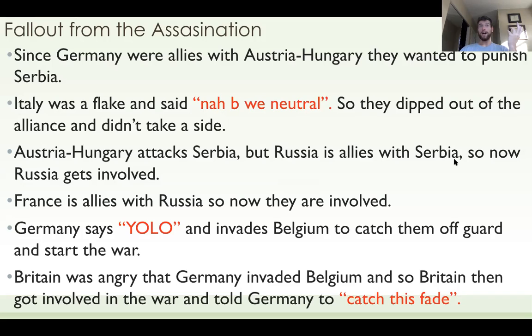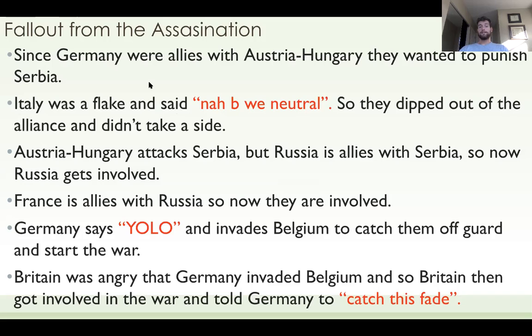And they're like, well, if this is how it's going to be, they invade Belgium to try and catch them off guard because they think Belgium is going to side with France and Russia. So they invade Belgium out of nowhere. And then Britain, they were angry that Germany invaded Belgium because Belgium and Britain are friends. So then Britain got involved and told Germany to catch this fade. You guys like how I use that cool Gen Z humor? Dab on them.